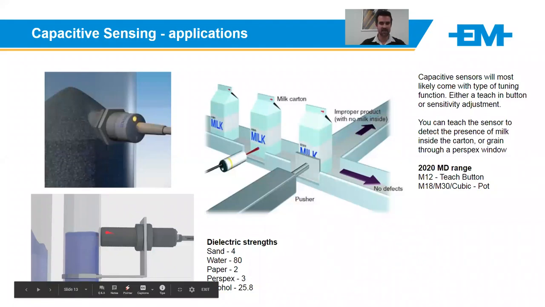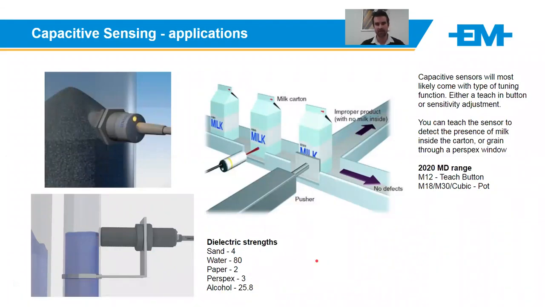Similar, you can also detect the presence of water through perspex or glass. You can see perspex is only a dielectric of 3 and water has 80. So it'll be easy to tune the proximity in that case to detect water on the inside of glass or perspex.